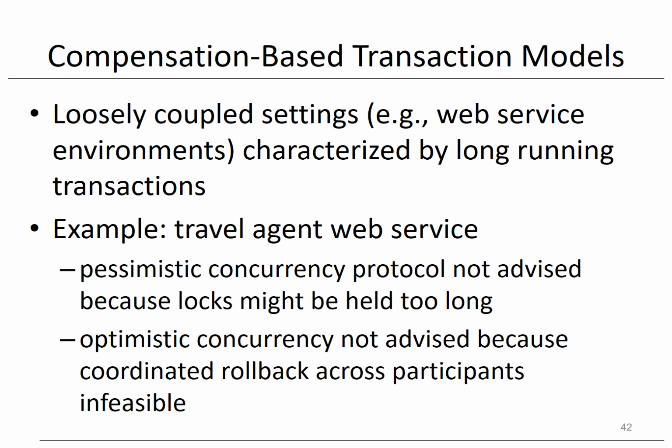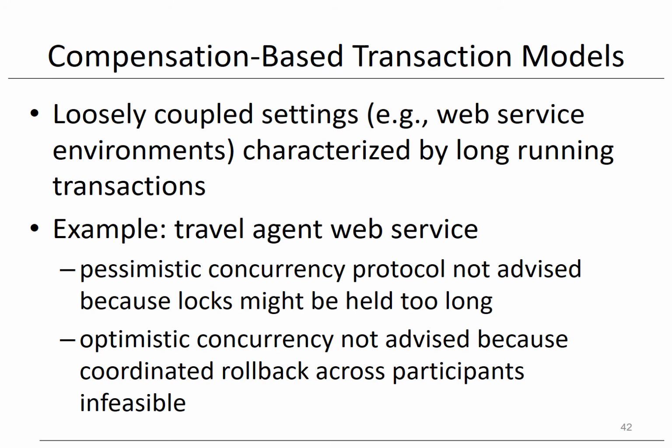Let's consider the example of a travel agent web service where customers can book trips that consist of flight tickets and a hotel booking. The travel agent service, in its turn, calls upon respectively an airline service and a hotel service to perform its task. In this context, it acts as the coordinator of a global transaction, in which the airline service and the hotel service are participants.